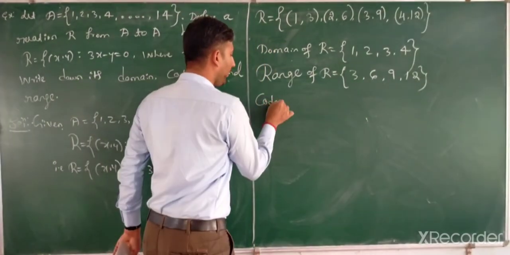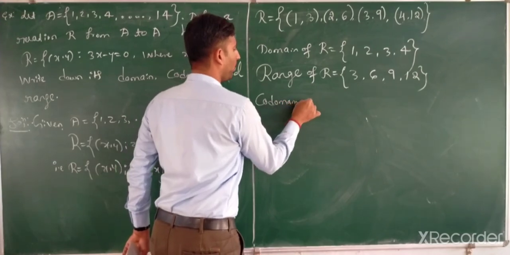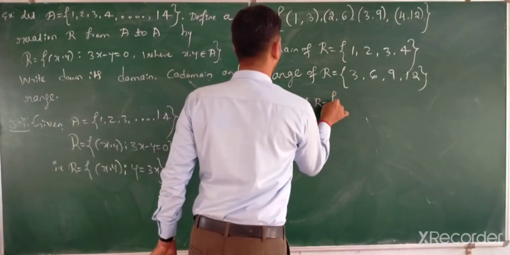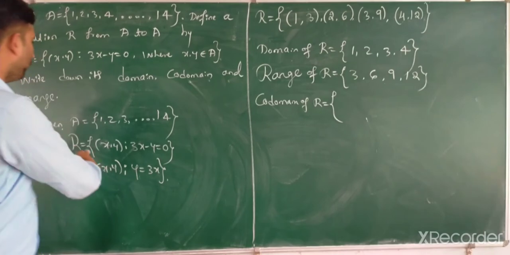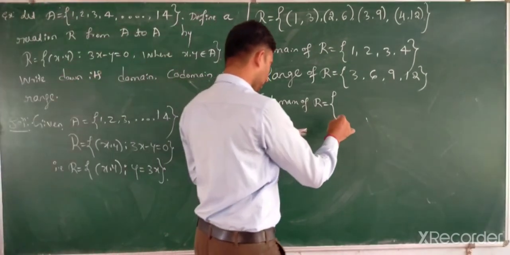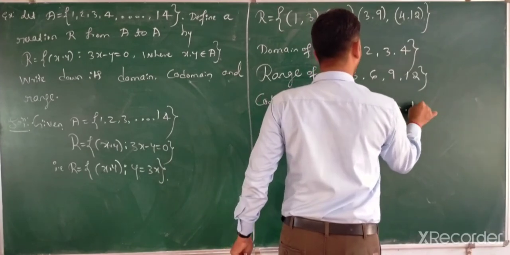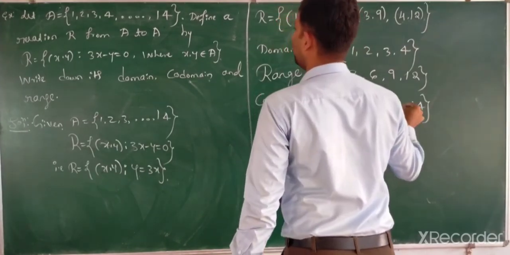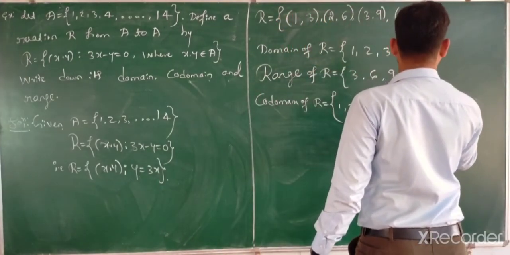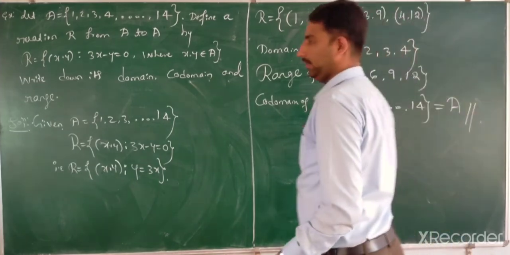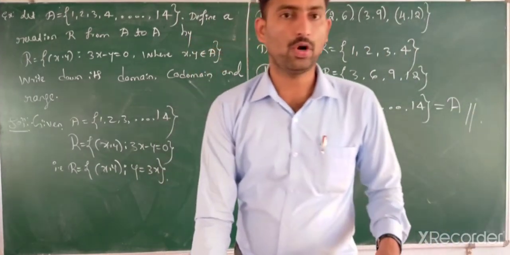Codomain of R is nothing but what? The whole set 1 to 14, that is 1, 2, 3 up to 14. I hope you got the point.